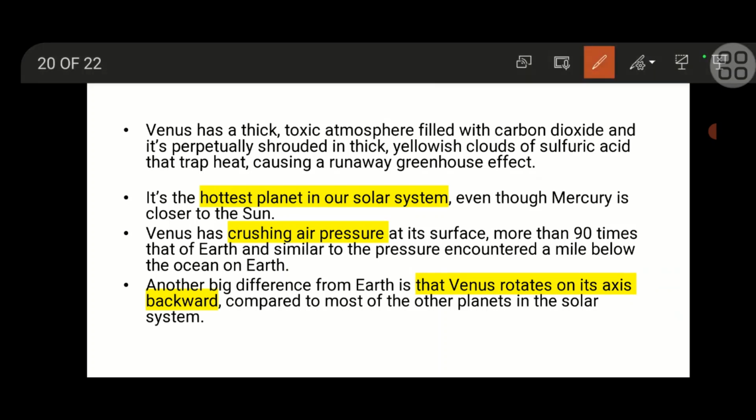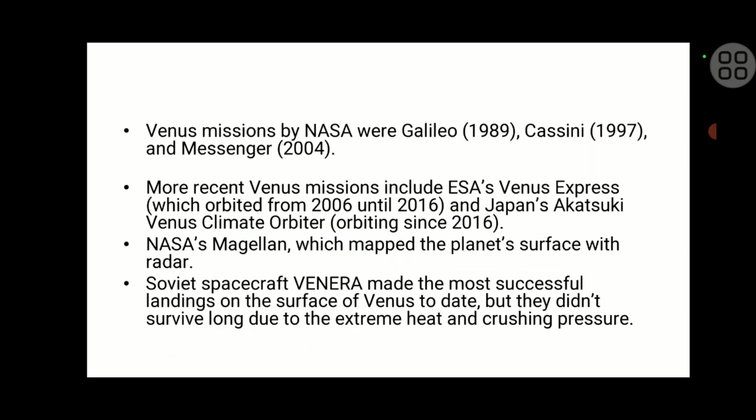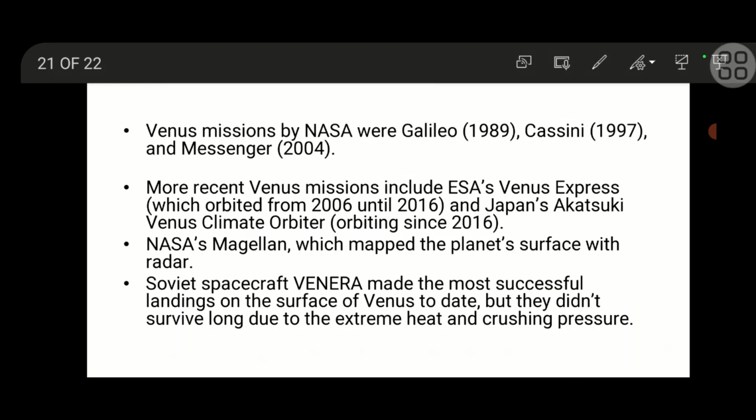Okay, and it is the hottest planet, and it has a crushing air pressure. Another difference from Earth is that Venus rotates on its axis backward compared to the Earth. Already there were some missions sent to Venus by NASA called Galileo, Cassini and Messenger. This you may expect for prelims. Okay.